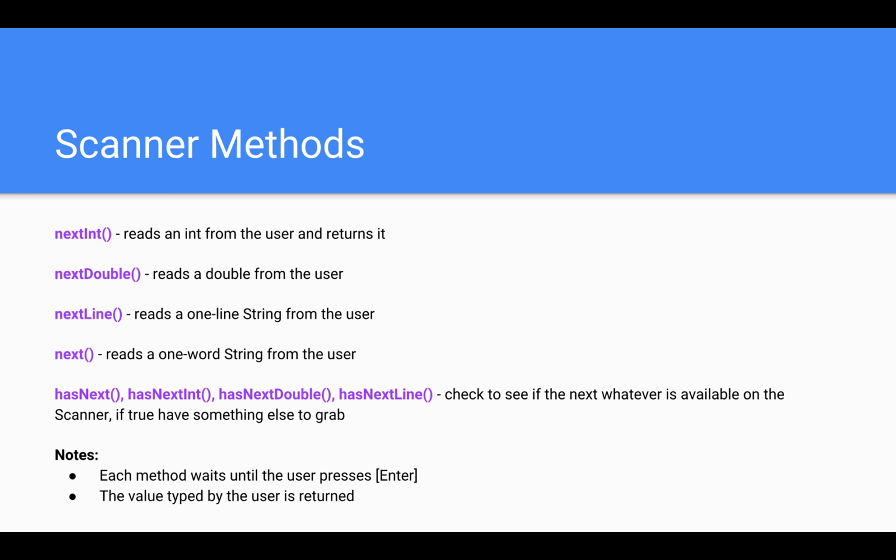Scanner methods. nextInt reads an int from the user and returns it. nextDouble reads a double from the user. nextLine reads a one-line string from the user. next reads a one-word string from the user. And then hasNext, hasNextInt, hasNextDouble, and hasNextLine check to see if the next whatever is available on the scanner. If true, we have something else to grab. Some notes. Each method waits until the user presses enter. The value typed by the user is returned.